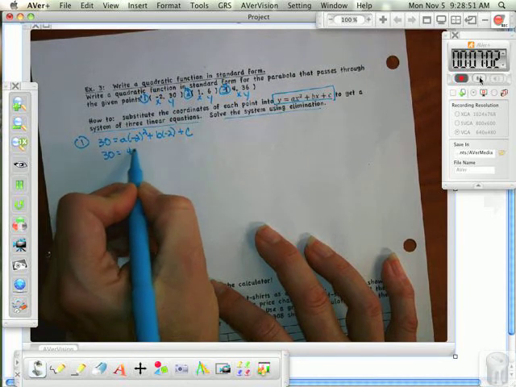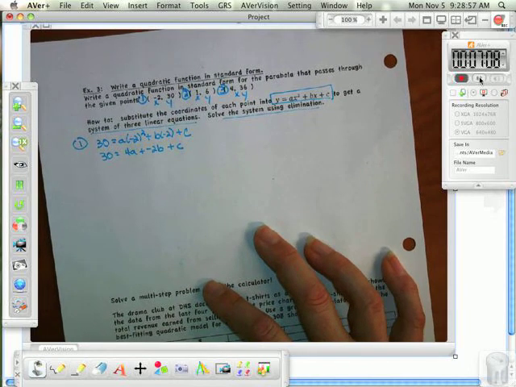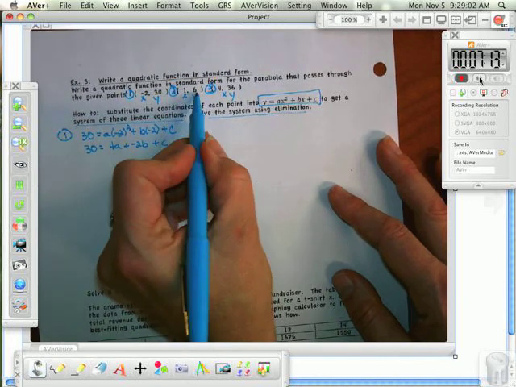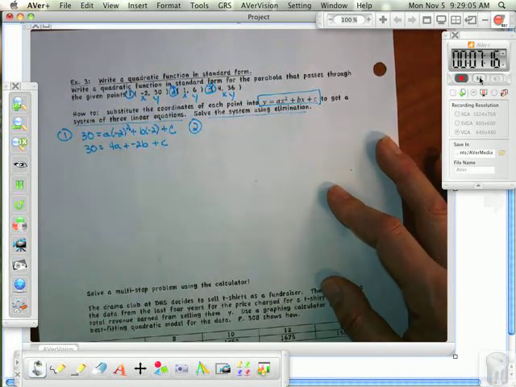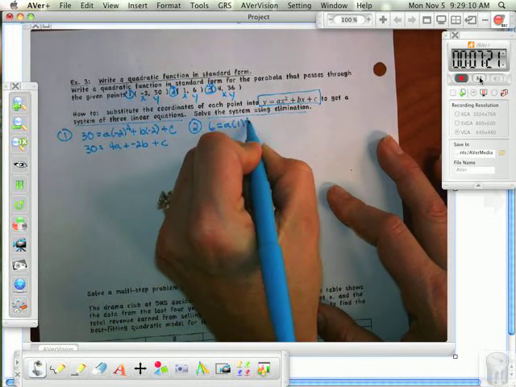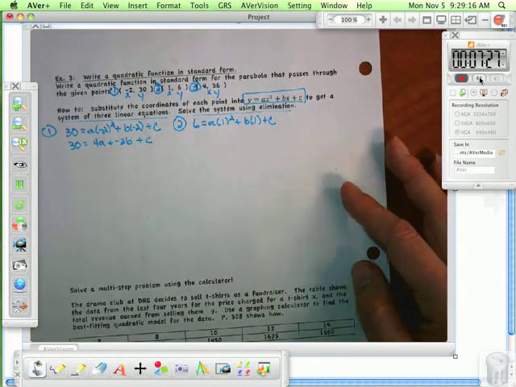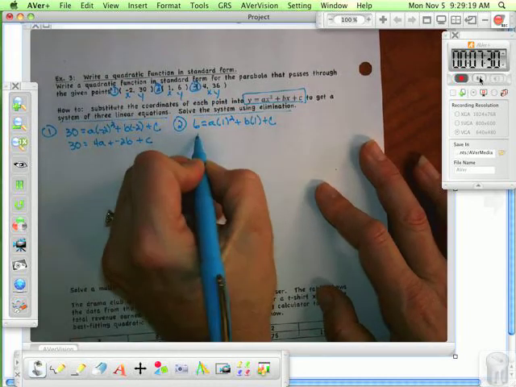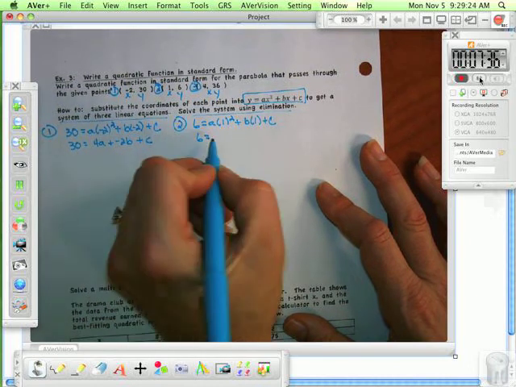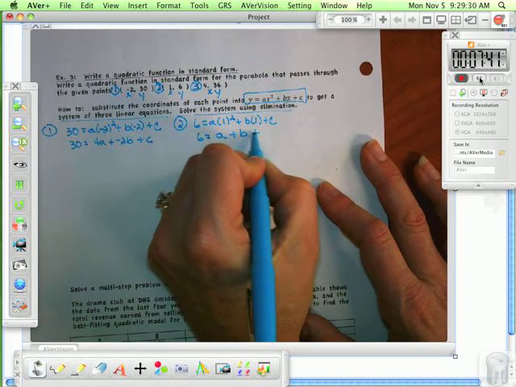Okay? That's as far as I can go for now. Then I'm going to plug x and y from the second point into standard form. So same thing. That's my second point. If I make that prettier, it looks like this. A plus B plus C. That's it. That's the second point.